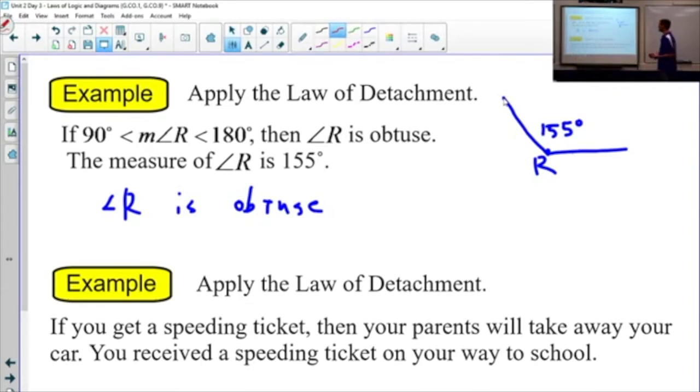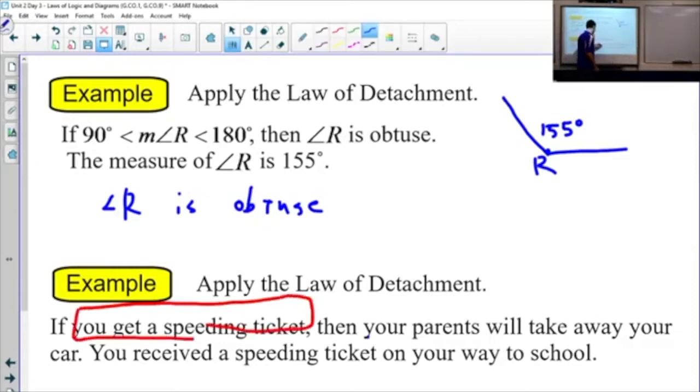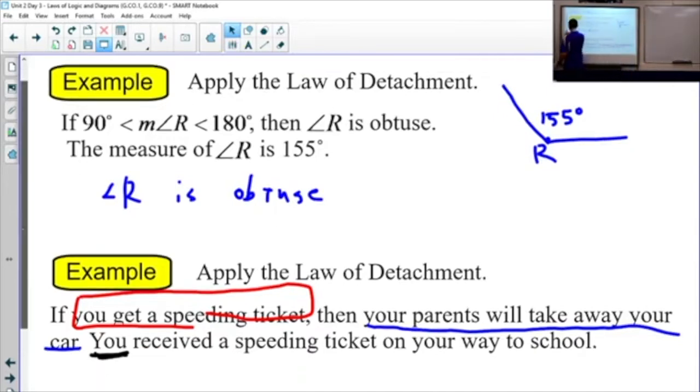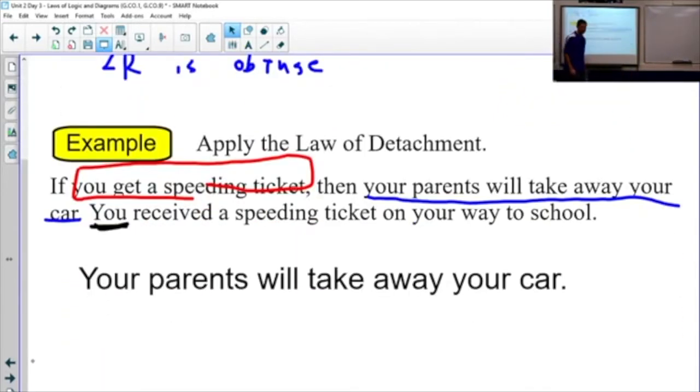Next example says, if you get a speeding ticket, then your parents will take away your car. So here's your hypothesis, and here's your conclusion, which comes after the then. And now we're looking at a specific example of you. You got a speeding ticket on your way to school. So what does that mean is going to happen? According to the statement, you got a speeding ticket. You know what that means. Parents are taking away the car.